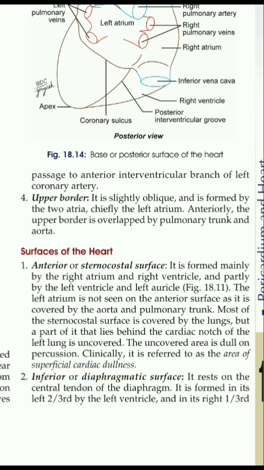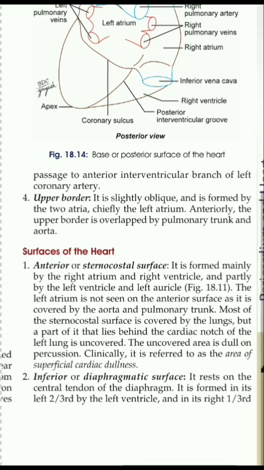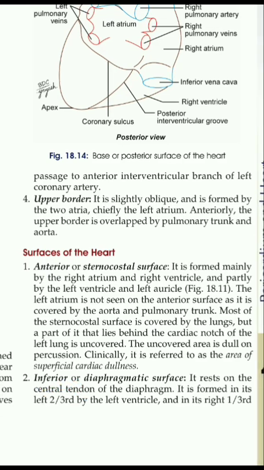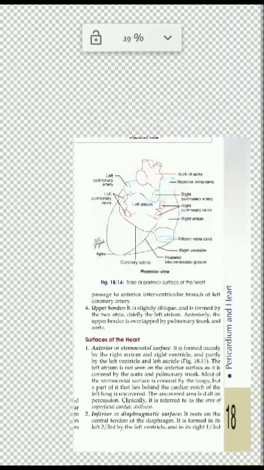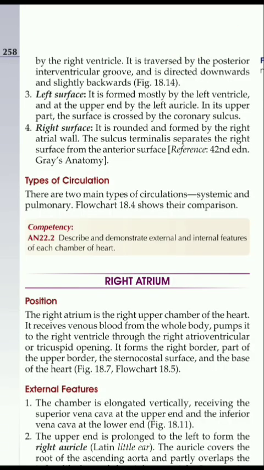It is formed by the left two-thirds of the left ventricle, and the right one-third by the right ventricle. It is traversed by the posterior interventricular groove and directed downwards and slightly backwards. Left surface, right surface. Okay, types of circulation. There are two main types of circulation: systemic and pulmonary.